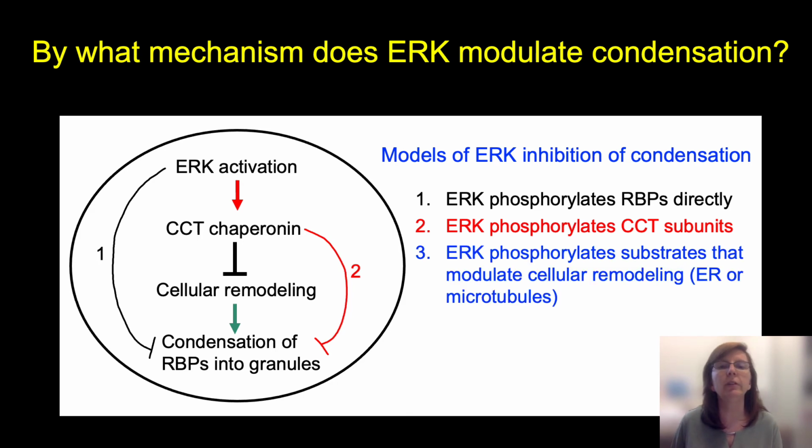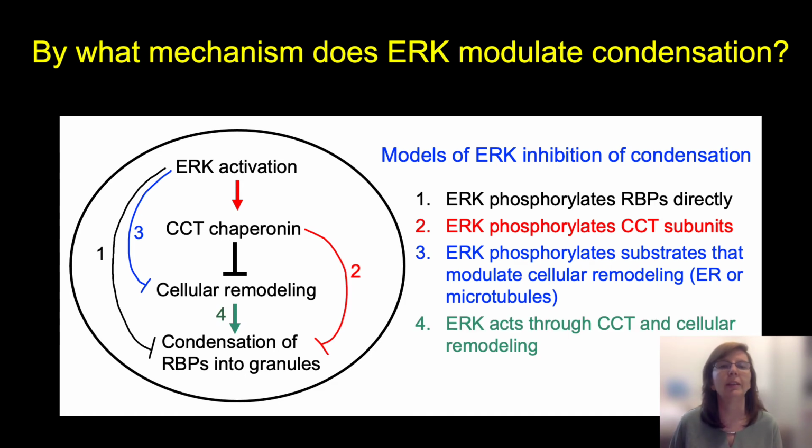A third possibility that we're exploring is that ERK is phosphorylating various substrates that are modulators of cellular remodeling. In particular, we have noted many correlations between RNP phase transitions and the endoplasmic reticulum and microtubules being remodeled. I don't have time to go through all those data today, but they are pretty intriguing correlations that we are pursuing. And then lastly, it's possible that ERK is acting through CCT and cellular remodeling of the ER or microtubules to have its inhibitory effect on condensation of RBPs.